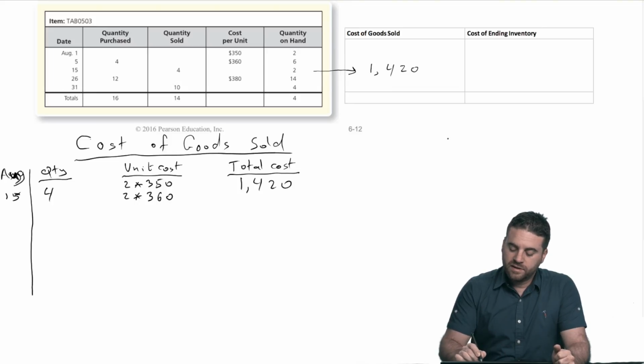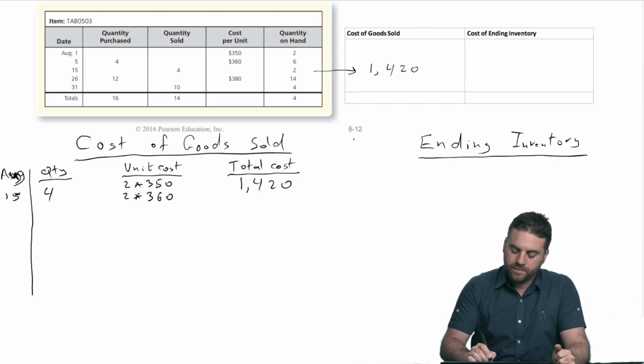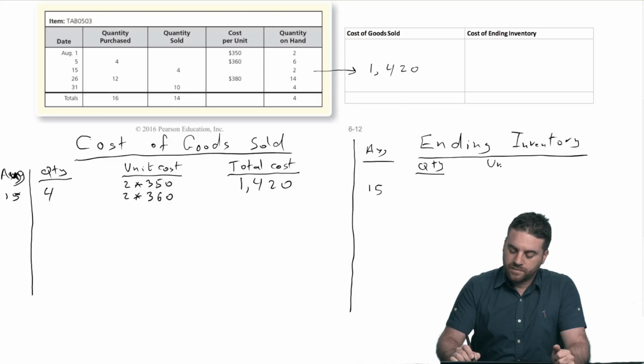Okay, and then what is the cost of ending inventory? So I will do that here. So again, that will be August 15th. And then I will have quantity, unit cost, and then the total cost.